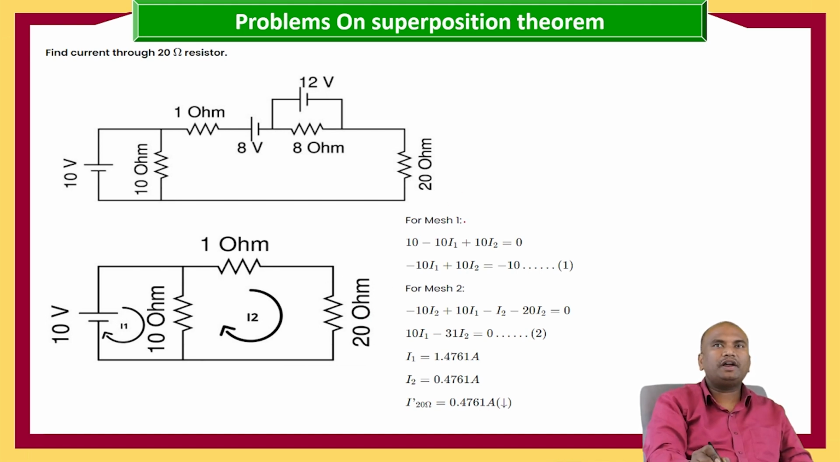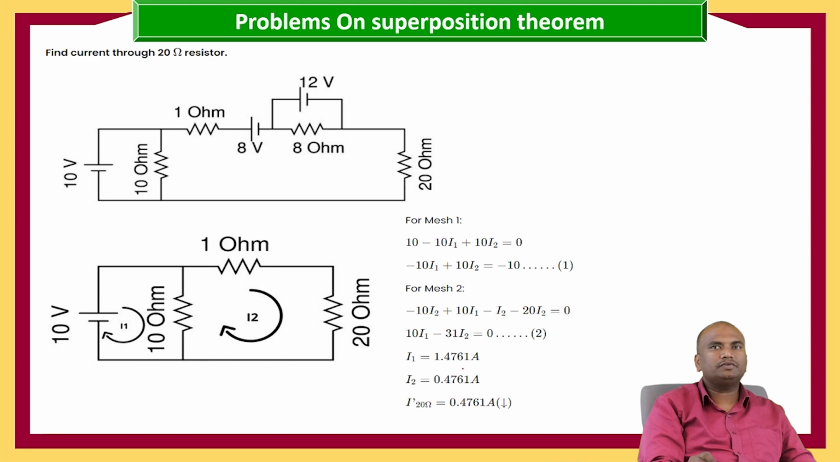So here for mesh 1, 10 into 10 minus 10 into I1 minus I2, that is equal to minus 10 I1 plus 10 I2 equals minus 10. And for mesh 2, minus 10 into I2 minus 10 into I2 plus 10 into I1 minus I2 minus 20 I2, which is equal to 0. 10 I1 minus 31 I2 equals 0.